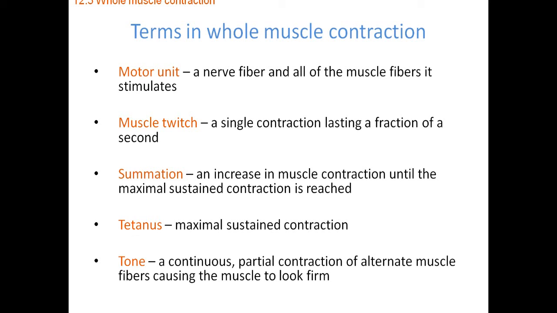Now if you have a fine motor unit, it's one nerve fiber going to just a small group of muscle cells. That would be places where you have fine motor control, like your fingers. Now, a muscle twitch is a single contraction that lasts just a fraction of a second. It doesn't really last long enough to have anything happen.